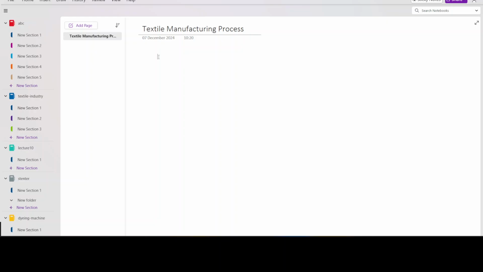In this lecture, we will see textile manufacturing process under performance assessment of textile industry. This is a sort of introduction. Textile manufacturing process.